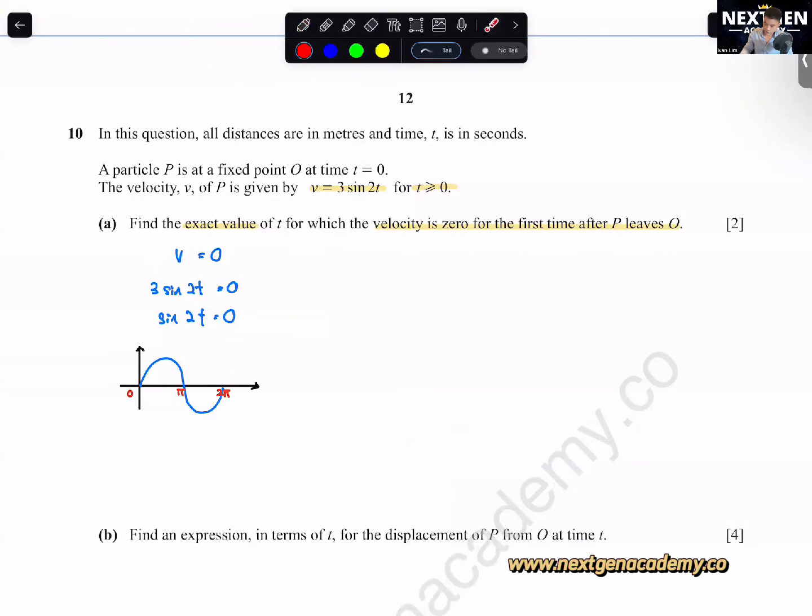They say velocity is 0 for the first time after P leaves O. The first time your v is 0 is over here. After it leaves here, the first time is this pi. So the answer that we want to solve is 2t equals pi. By right, you got 3 answers, 0, pi, and 2 pi, but we just use pi because 0 is when it leaves O already. So your final answer will be t equals 1 over 2 pi.